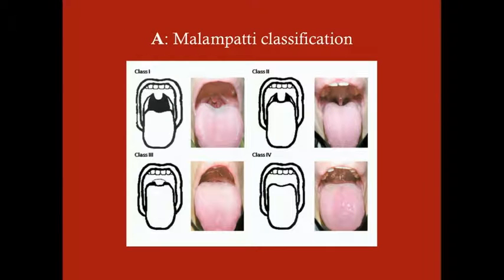This is the Mallampati classification. This is going to help you determine how difficult the patient is going to be to intubate. Most people are in class 1 or 2, but a small minority of people are in the 3 and 4, and these patients are much more difficult to intubate.